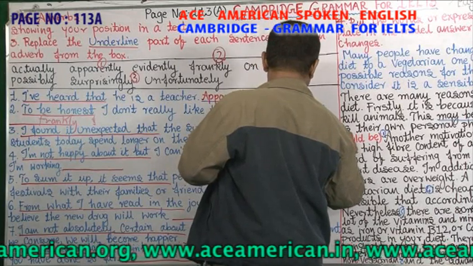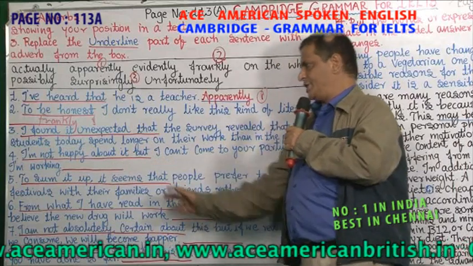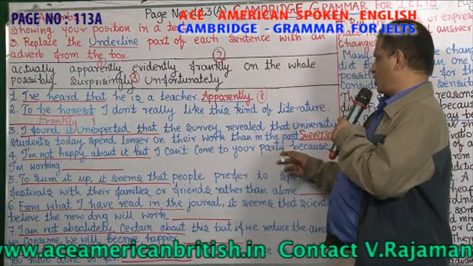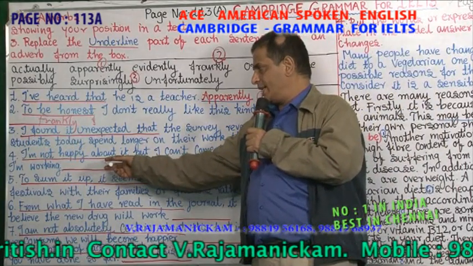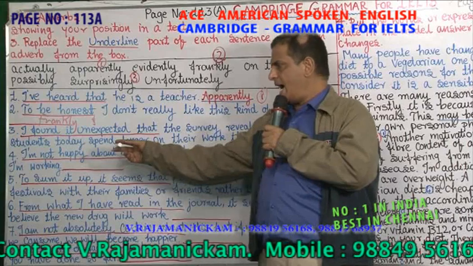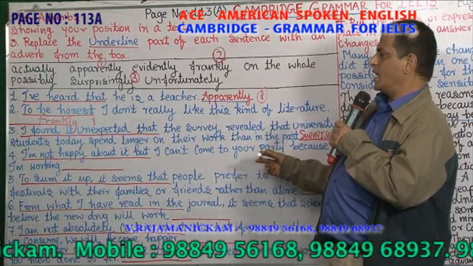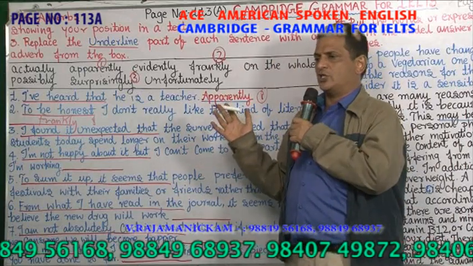Okay. Next, coming here. I'm not happy about it, but I can't come to your party because I'm working. So what's the word you're using? I'm not happy about it, but I can't come to your party because I'm working. So you invited me. I am unable to come to your party because I am working.